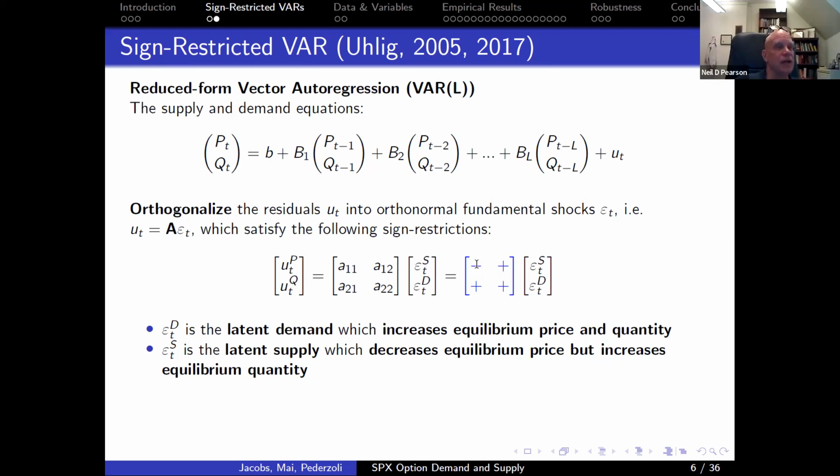Can I jump in? There's a question in the chat. Can you provide more intuition or explanation regarding why these sign restrictions are enough to solve the endogeneity problem?